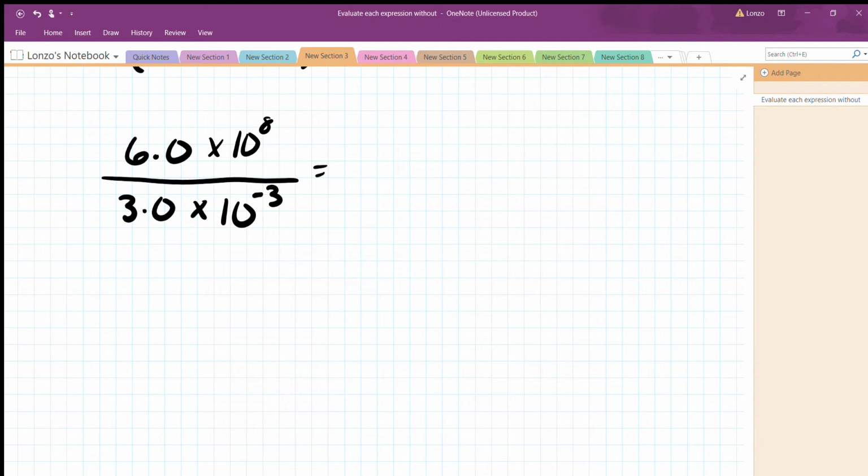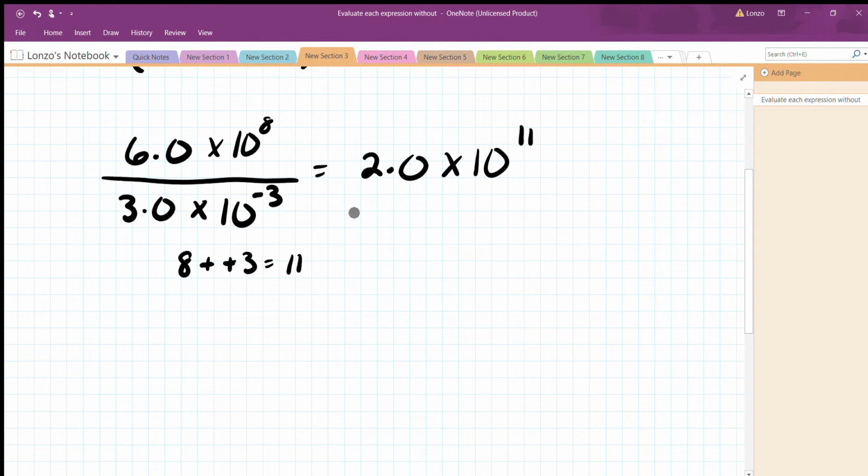What I would do is do the whole numbers first. So we know, what is 6.0 divided by 3.0? It's 2.0, right? So we know our whole numbers, and then it's going to be times 10. Now, what do we know about exponents when we're dividing? We are going to subtract the exponents. So 8 minus a negative 3 is what? Two negatives become a positive, so it's 9, 10, 11.